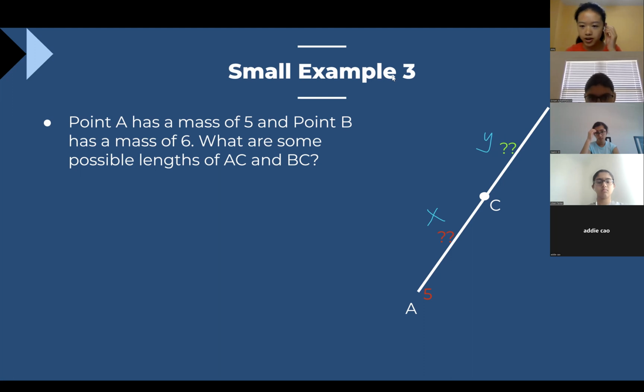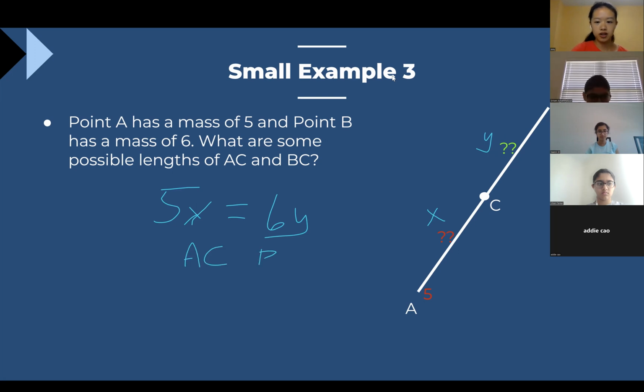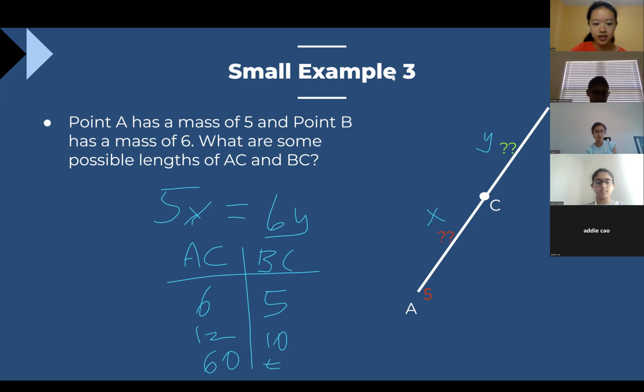Yeah, so it looks like a lot of people are putting different answers and most of them seem to work. Remember that it's once again just like a multiplication problem. 5 times AC equals 6 times BC, which I'm just going to call Y. So for AC and BC, we could have a lot of different things. For AC, we could have 6, and for BC, we could have 5. We could also have any multiple of 6 and 5. So we can have AC be 12, BC be 10. We could have AC be, I don't know, 60 and BC be 50. It really doesn't matter. As long as it's a multiple of 6 and 5, it works.